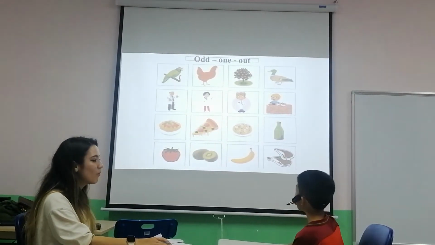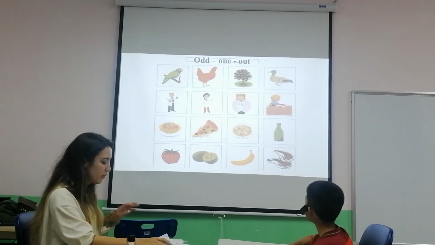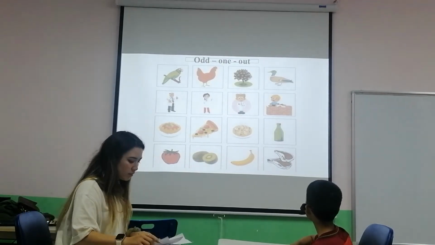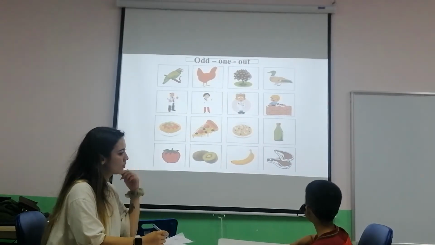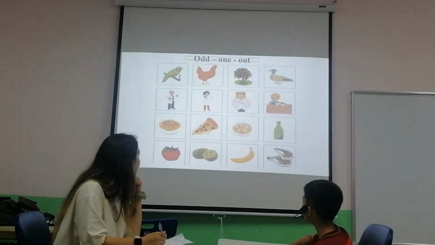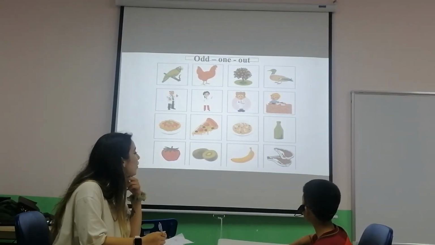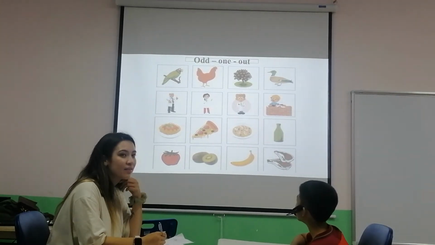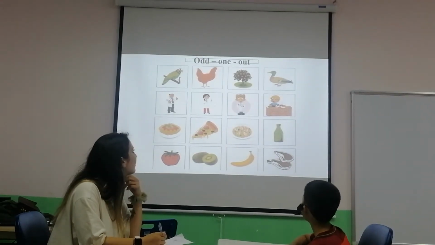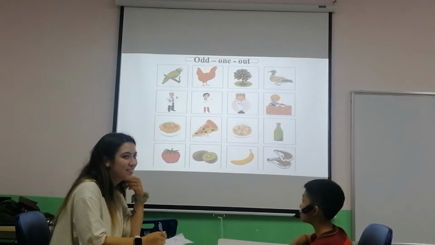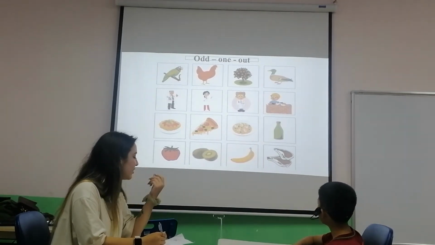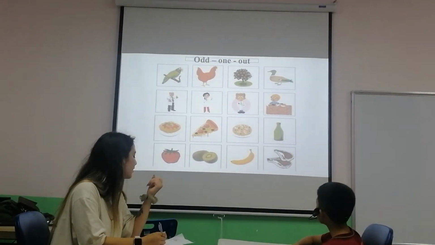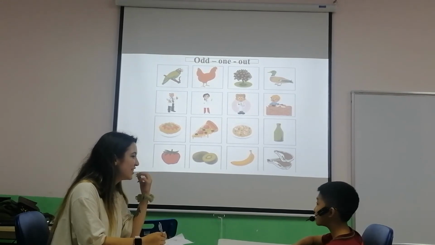Line one. Picture four is different because picture one, two, three are animals. Picture three is different because picture one, two, four are animals, but picture three is a tree.